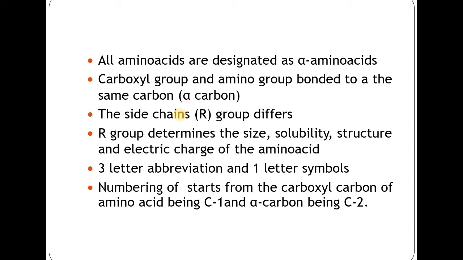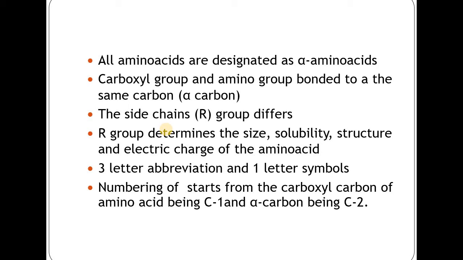All the amino acids are designated as alpha amino acids, and the numbering is based on the carboxyl carbon. The carbon present in the carboxyl group is given the first carbon position, and a 3-letter abbreviation is also used for all these amino acids. For example, if the amino acid is glycine, the 3-letter code is GLY. If it is alanine, it is ALA. Similarly, for all the amino acids we have a 3-letter abbreviation, and a 1-letter code is also there.